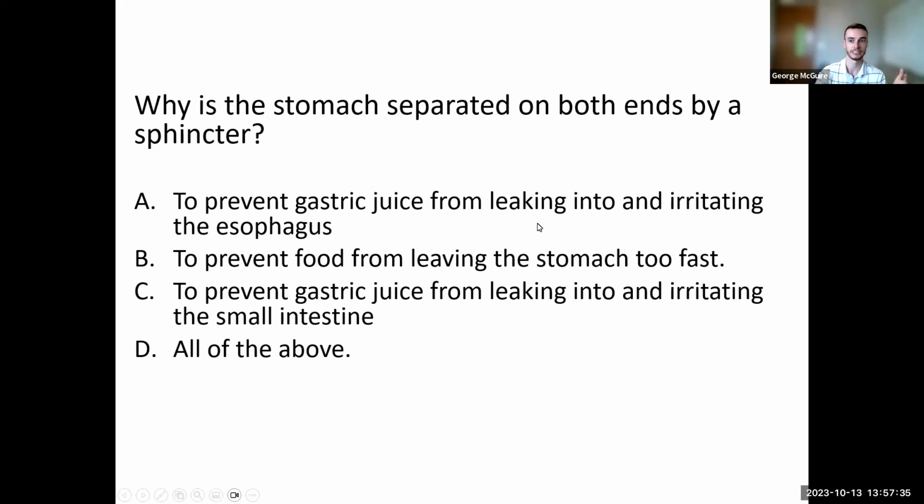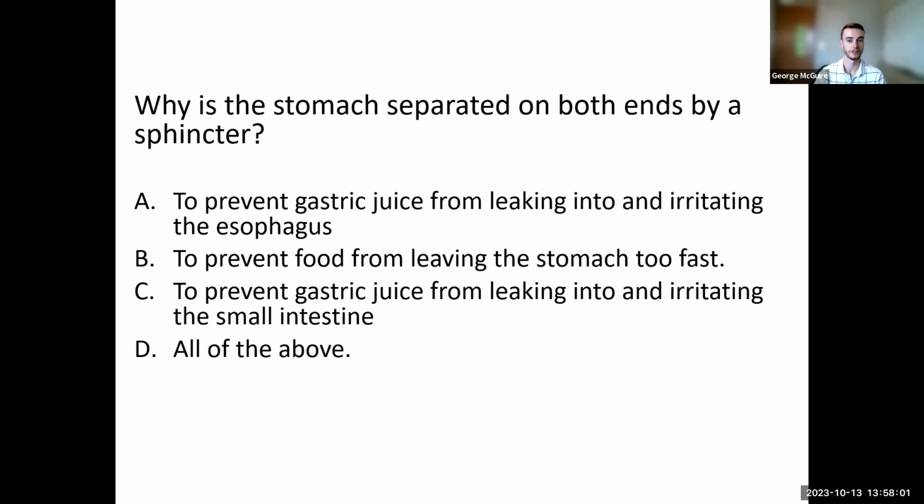So gastric juices leaking into and irritating the esophagus would be bad. Remember, the gastric juice is extremely acidic. That would be really dangerous for any of our cells. That's why your stomach cells secrete mucus to protect them. And if any of that juice was getting up into your esophagus when it's not supposed to, that's when you feel that burn, or that baby burp it's been referred to, right? It's when some of that splashes up that wasn't supposed to get up.